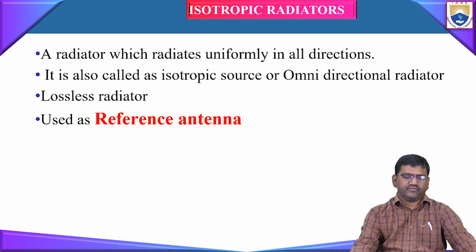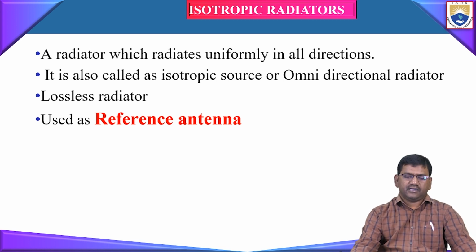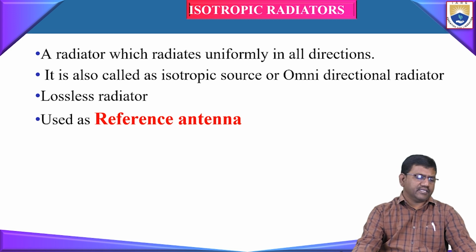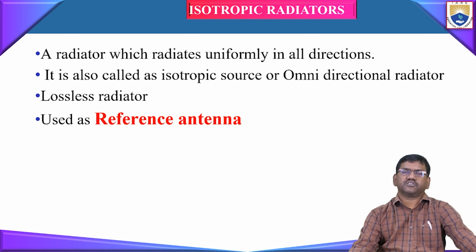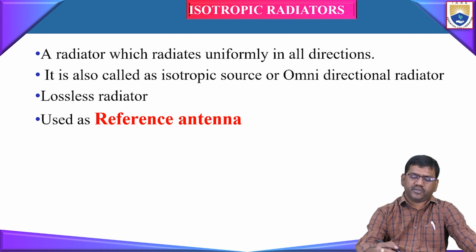Next, another definition for antenna parameters: the isotropic radiator. So what is an isotropic radiator? It is also known as a point source. Another name given for the isotropic radiator is isotropic source. The best example for an isotropic source is a point source. A radiator which radiates uniformly in all directions, we call an isotropic radiator.